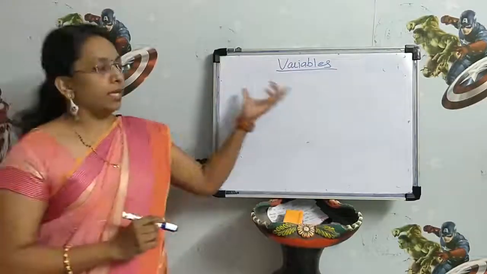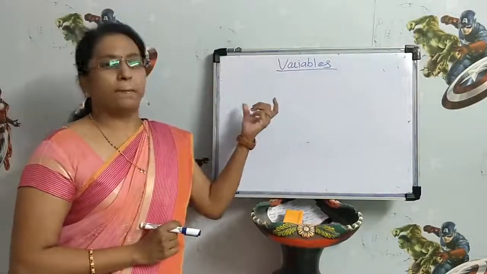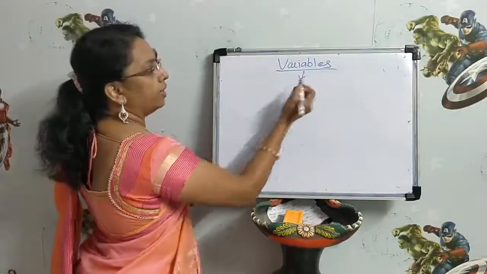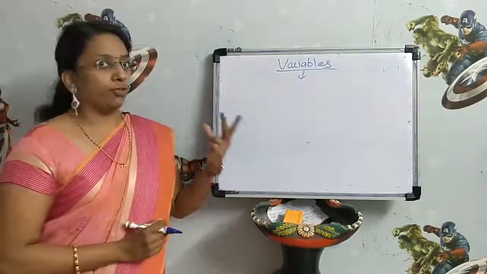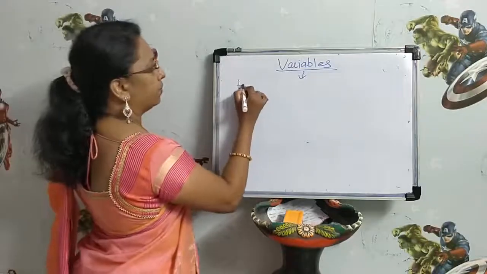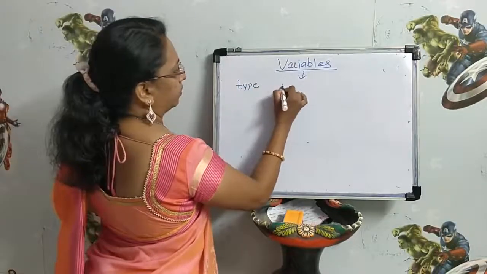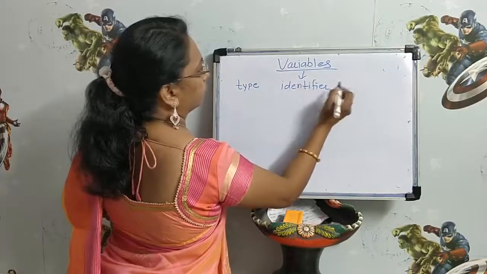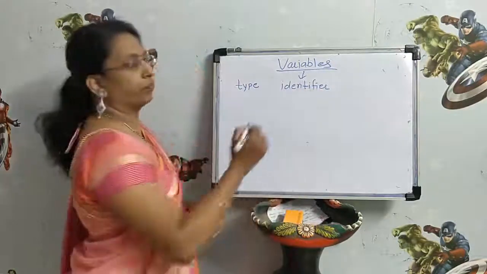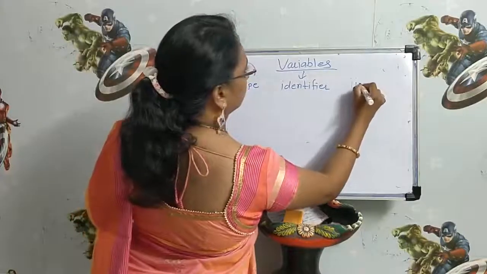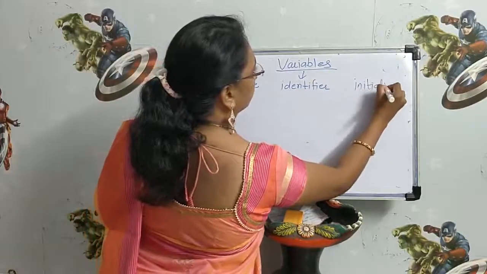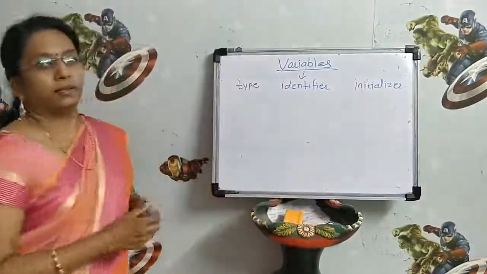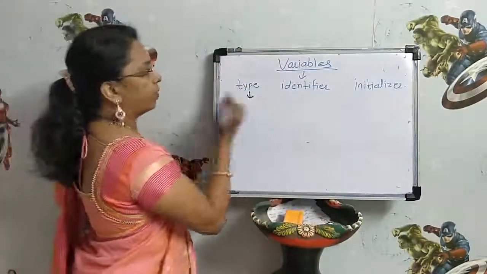So these variables are defined as the basic unit of storage in Java programming, and usually they are defined as a combination of three things. One is type, second is identifier, and third is initializer. Here, type defines what type of data it is.